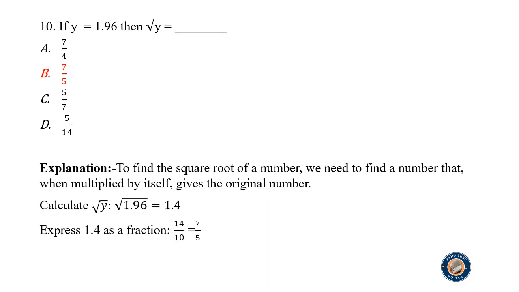To find the square root of a number, we need to find a number that when multiplied by itself gives the original number. So calculate the square root of y, which is equal to the square root of 1.96, equals 1.4. And this can be written in fraction form, 14 over 10, which is equal to 7 over 5.